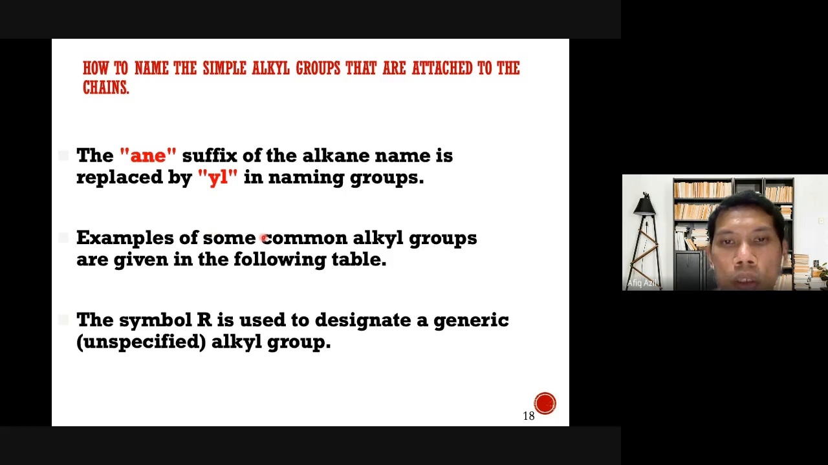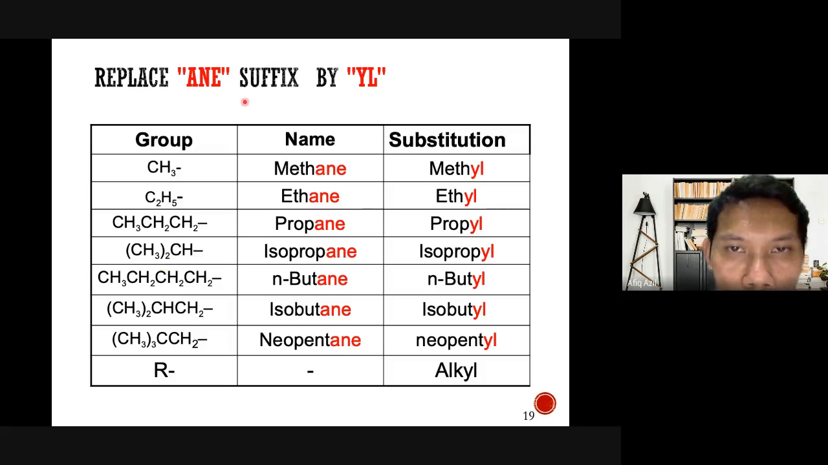So examples of some common alkyl groups are listed over here. Methane becomes methyl, ethane becomes ethyl, propane becomes propyl, isopropane becomes isopropyl, and butane becomes n-butyl. If you look at the groups, all contain one dash line over here. That dash means that this group needs to be bonded or connected to a longer chain, to a longer carbon backbone.